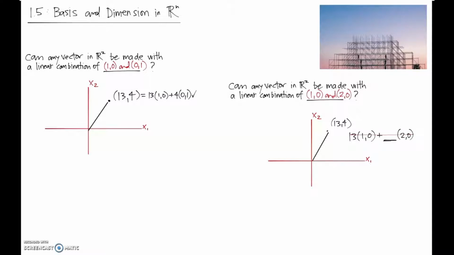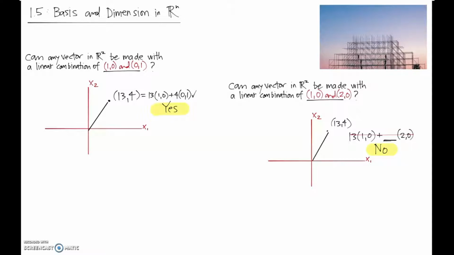So the answer to this question up here is definitely yes. You can build the vector 13, 4. In fact, you could build any vector in R2 just from 1, 0 and 0, 1. But over here, it wasn't possible. There were too many missing pieces, and so these were two vectors that you couldn't build it from. These were two vectors that you could construct really any vector in R2 from.